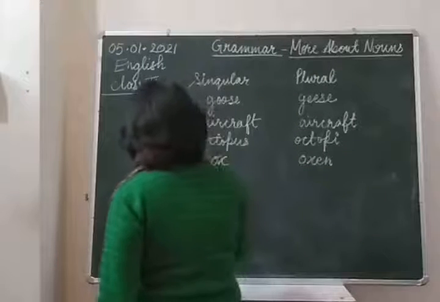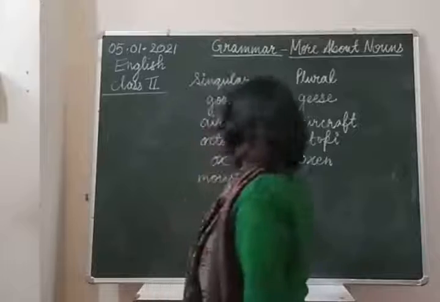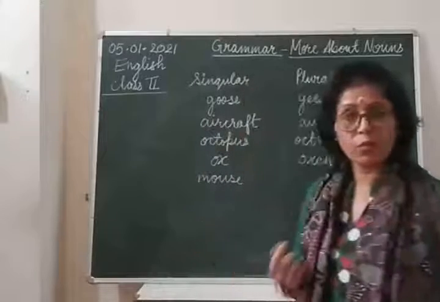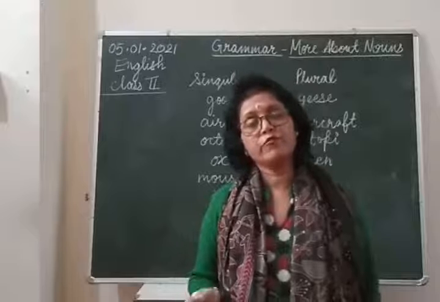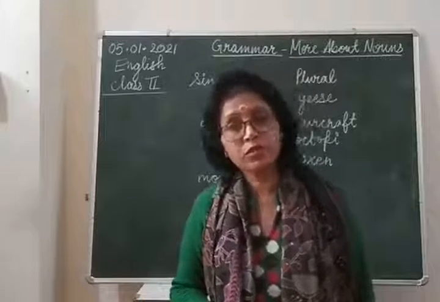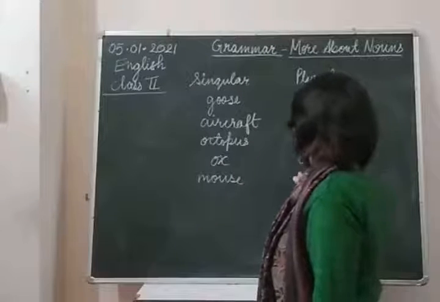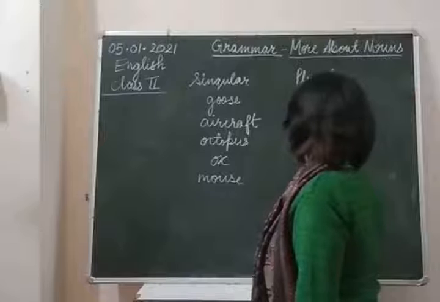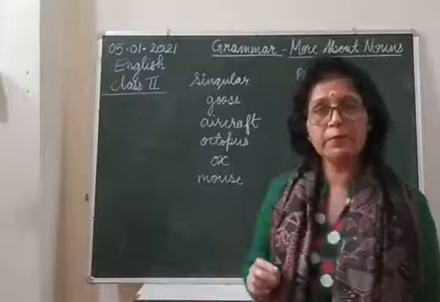Then word is mouse. One mouse is a mouse, and if there are more than one mouse, then the plural is mice, not mouses. It will be mice. M-I-C-E. Mouse, mice.